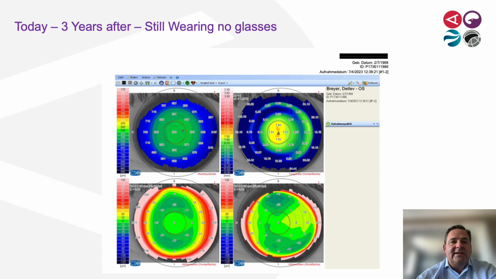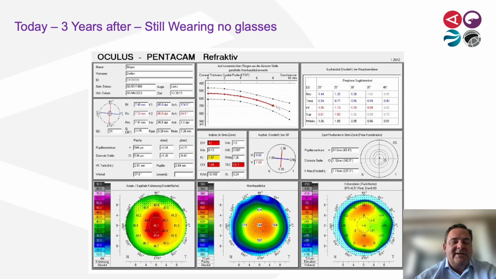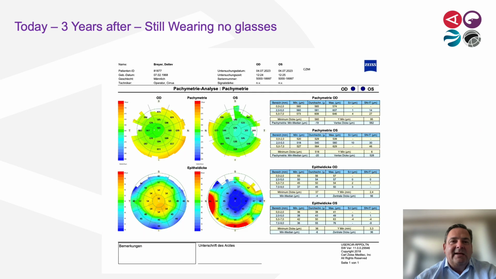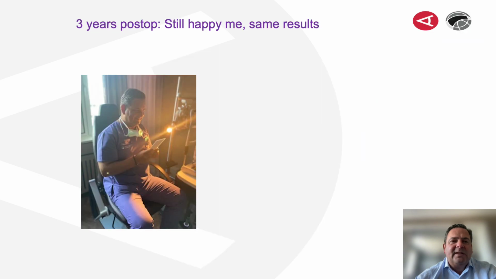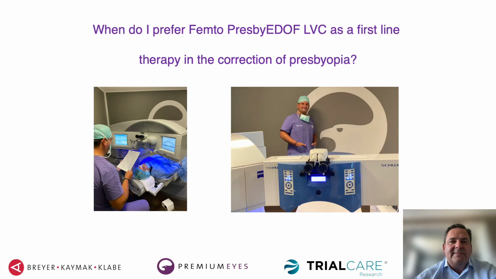And now 3 years after, I'm still not wearing glasses, and you can see this beautiful pattern in the cornea for near vision. Here you can see the same pattern in the Pentacam, and it always becomes obvious in the epithelial perimetry. So today, after 3 years, I'm still smiling, and I really do think that in patients like me with clear lenses, that is very important.